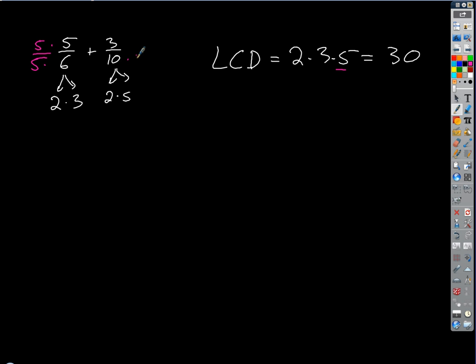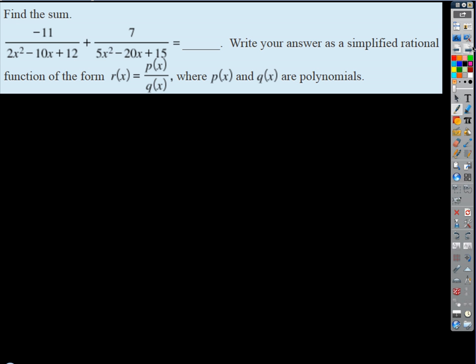How about over here? What do I need to multiply the bottom by to get 30? 3, okay. So I've got to do the same thing to the top, because I've got the 2 and the 5, I just don't have the 3, right? So that's the same kind of thinking that we're going to carry forward into a problem like this, where we're adding up these rational expressions.